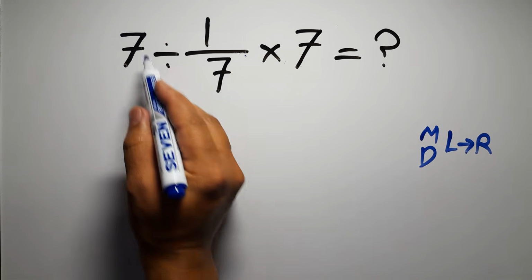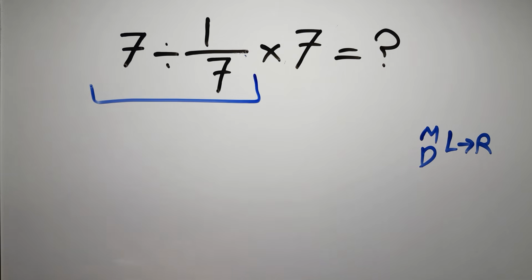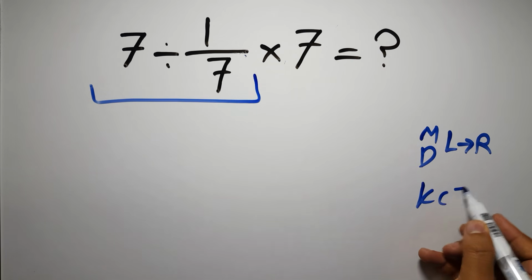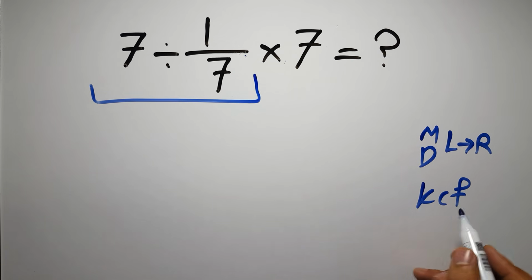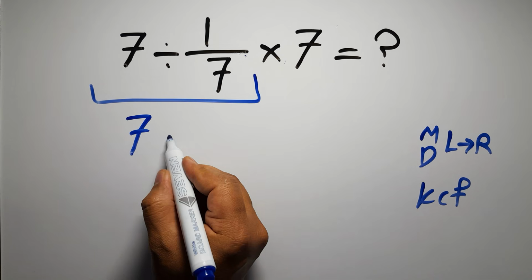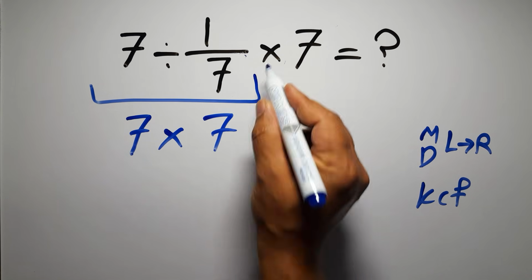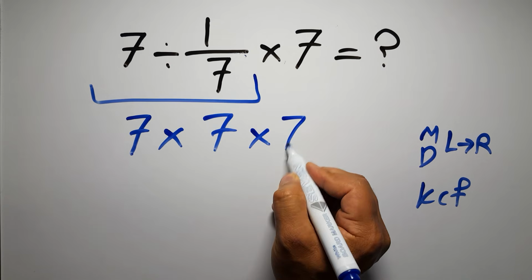So first this division, 7 divided by 1 over 7. According to the KCF rule, K stands for keep, C stands for change, and F stands for flip. We can write keep the first fraction, change division to multiplication, and flip the second fraction. And again here we have times 7.